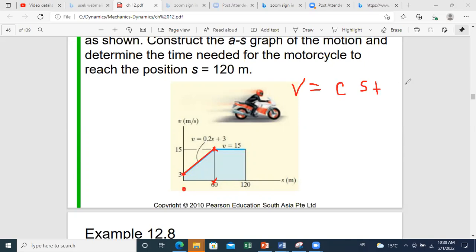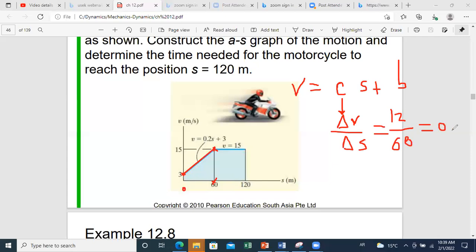To find the slope, all I have to do is to apply delta V over delta S between the 2 points here, because it's a linear variation. So I can find that the slope of this line is 15 minus 3, which is 12, over delta S, which is 60 minus 0. So I get that the slope is 0.2.